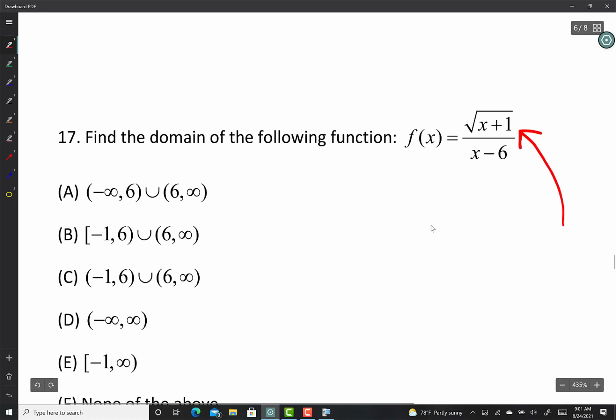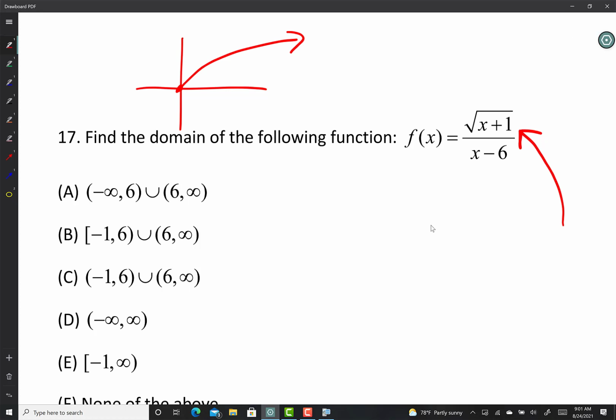Yeah, because it has a radical, guys. When you did domain and ranges of parent functions, you did the domain of a square root function, and you said that the domain was all numbers greater than or equal to 0. So it's the same deal. The expression on the inside has to be greater than or equal to 0, and we just solve for x.